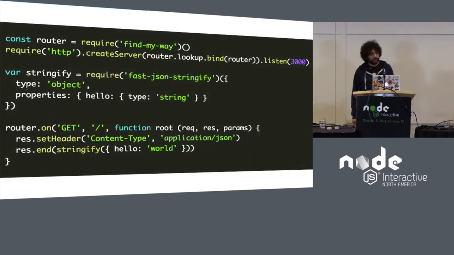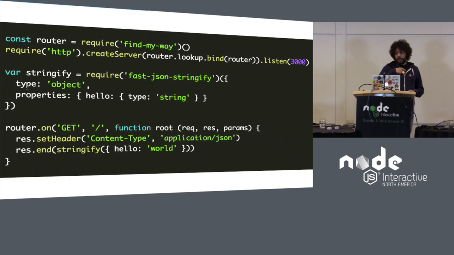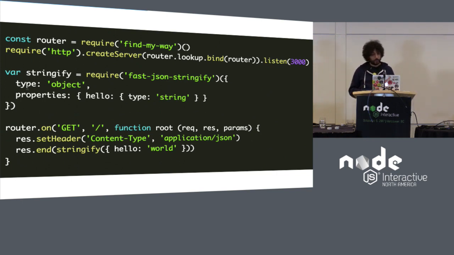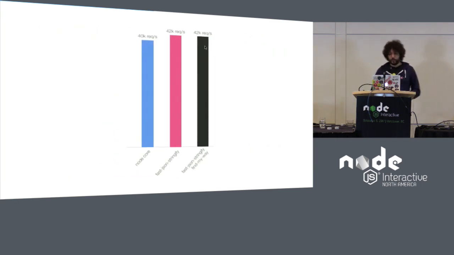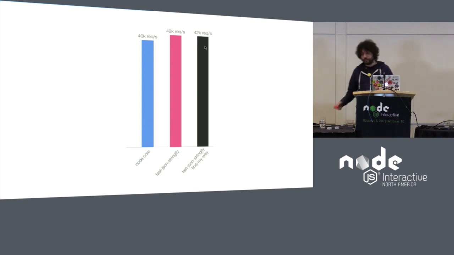This is how you use both at the same time. So we create a router called Find My Way, and we add a route with the method that we want and the path, and we serve our thing. Okay. And with this router, what did happen? With this router, we got up to 42,000 requests per second still. We haven't lost a thing.